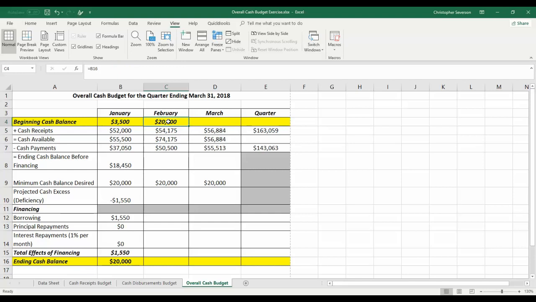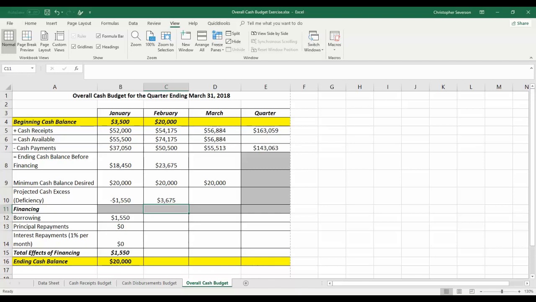We started with $20,000. We gained $54,175. That means we have $74,175 available minus our cash payments of $50,500. And if I subtract the two now, we have $23,675, which is above our $20,000. So if we do our subtraction again, now we have $36.75 extra above and beyond what our minimum was.